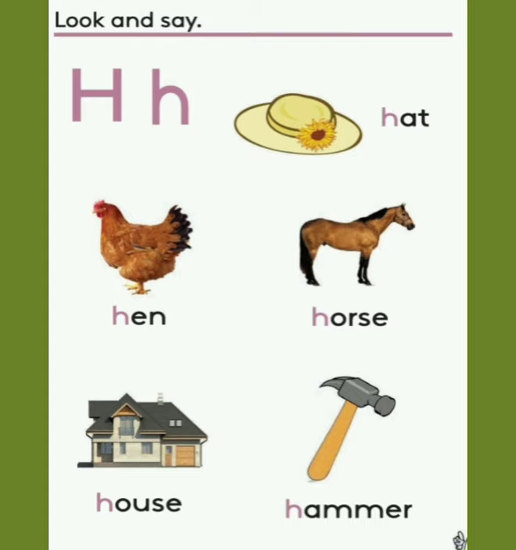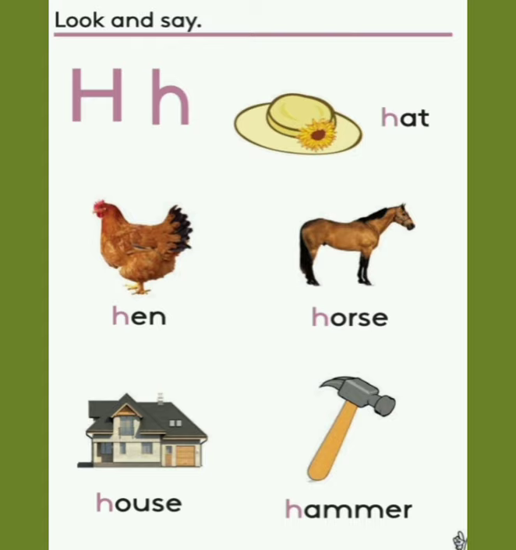You can see the capital H and the simple H at the very beginning. There are 5 pictures given in this page. What are the 5 pictures? The first picture is hat. How do you pronounce it? Hat. H-A-T. Hat. The second picture is hen. H-E-N. Hen. What is the third picture, students? It is a horse, right? Horse.